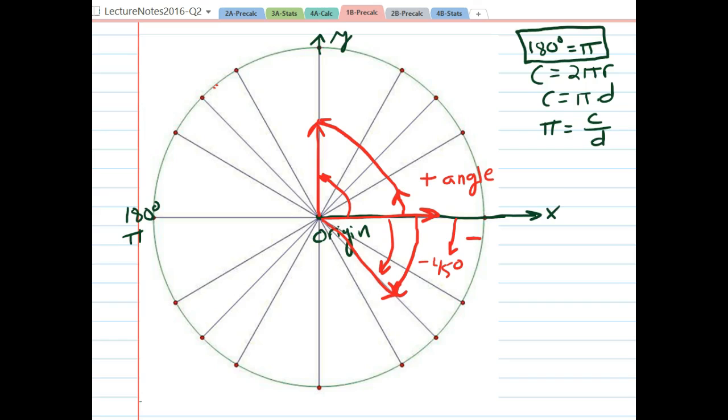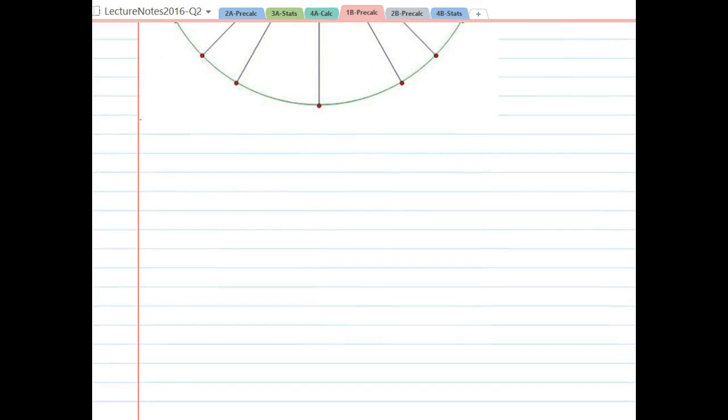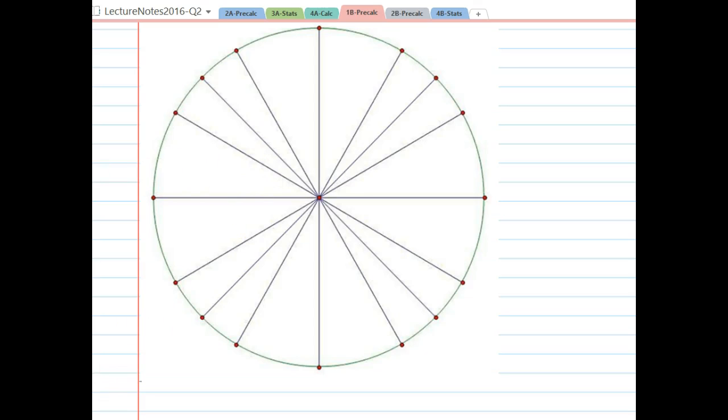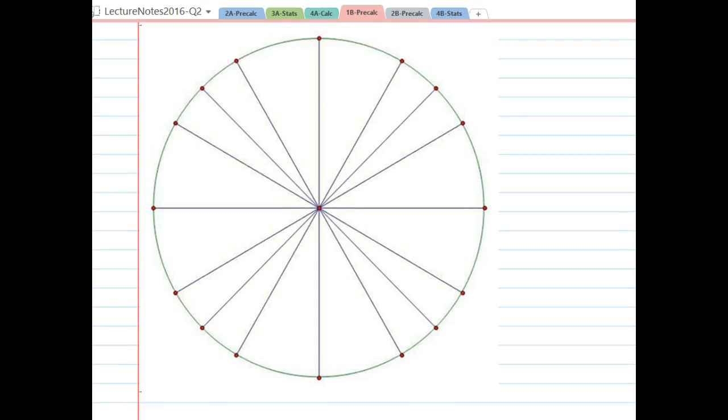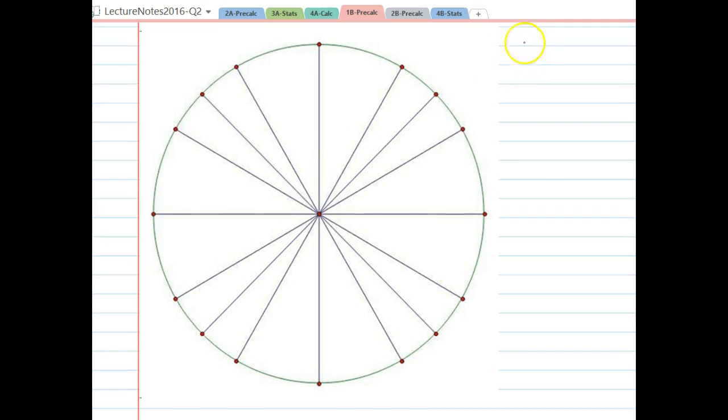All right, we'll scoot down here. I want to put another unit circle up for us. See if this works. There we go. Okay, so let's talk about what we call coterminal angles. Now, class, in your textbook, you want to go in and read what coterminal angles are. This is one of the terms that you have to know and be able to define.